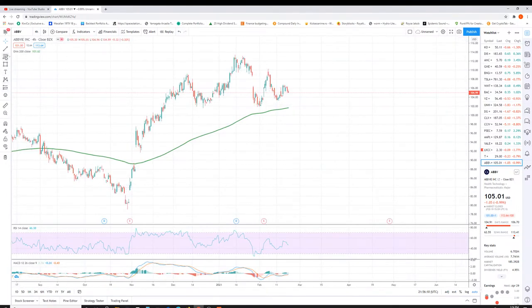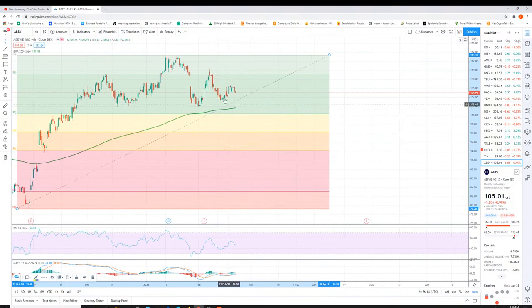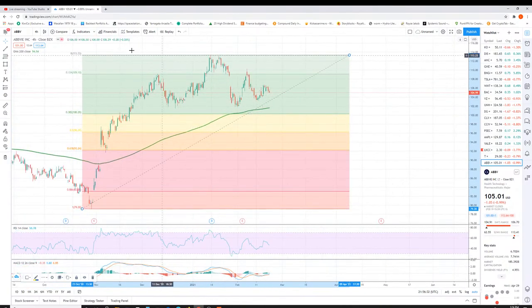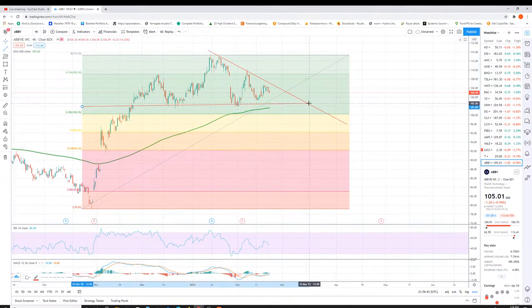Draw a little Fibonacci. We do for a little pullback. 104, 101. ABBV could pull back a little bit, and they got a decent dividend yield of 5%. It is on a downtrend. Yeah, they gotta make a move soon, either up or down.